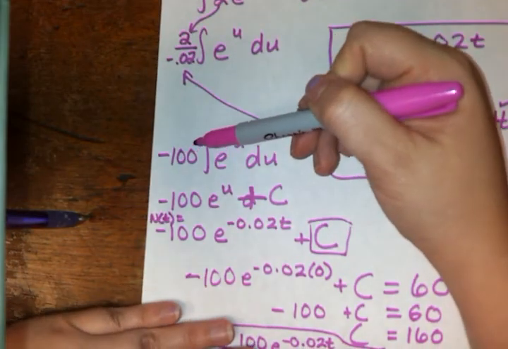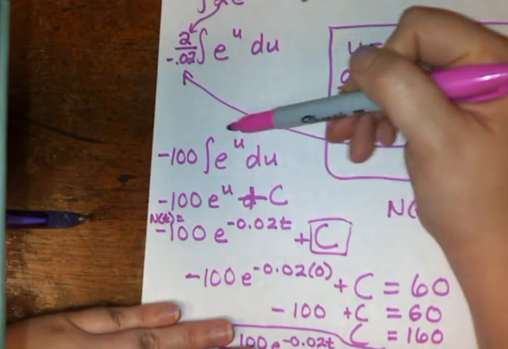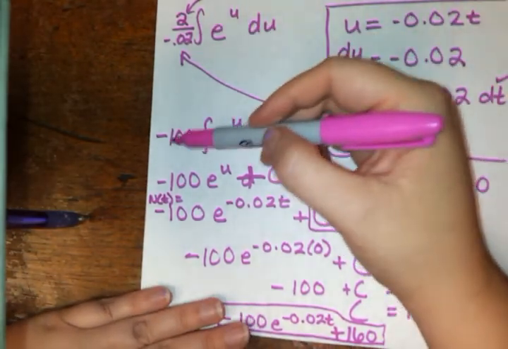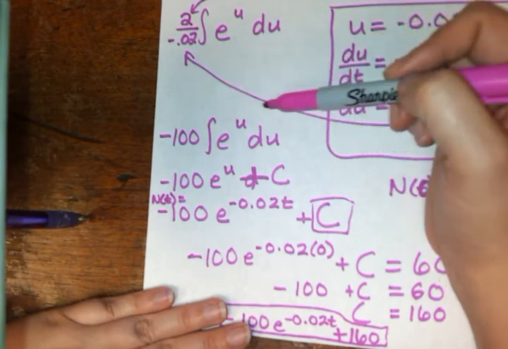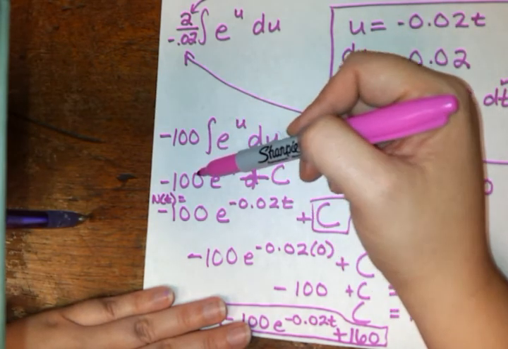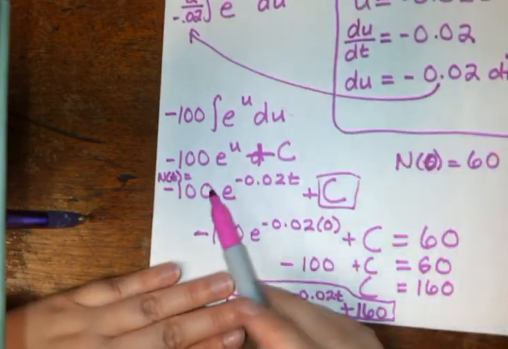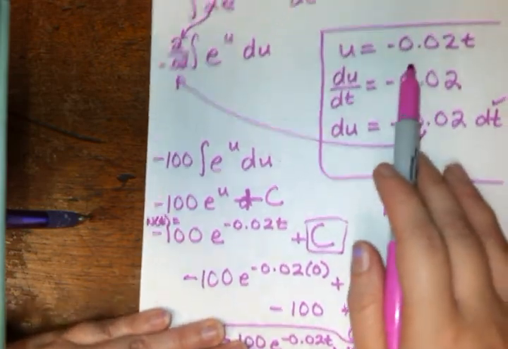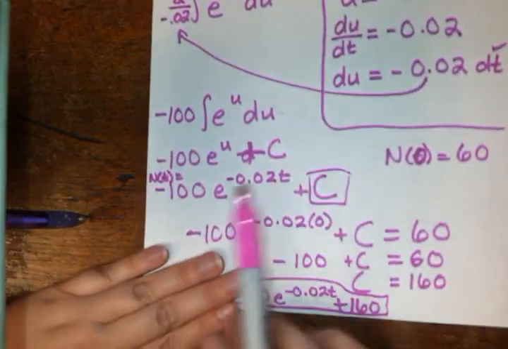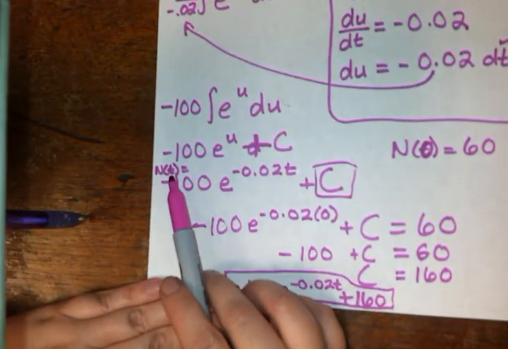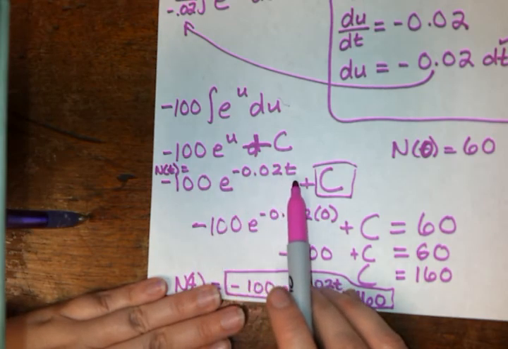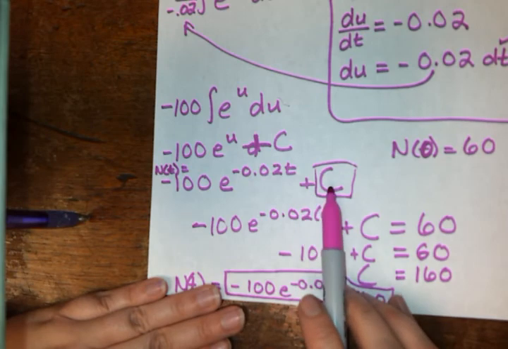I simplified that in my calculator. That gave me negative 100 times the integral of e to the u du. I know that the integral of e to the u du is just e to the u plus c, so that left me with negative 100 e to the u plus c. I filled back in what I found for u up here. This was the u that I chose, so I plugged that right back in. So my function n of t is negative 100 e to the negative 0.02t plus c.